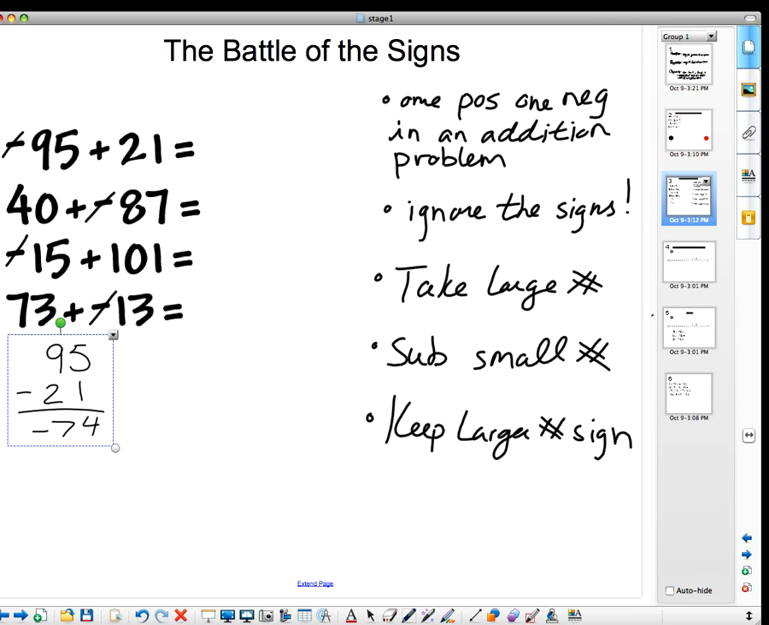My second example was 40 plus negative 87. 87 is the larger number, so I'm going to take 87 minus 40. 7 minus 0 is 7, 8 minus 4 is 4, and 87 was my larger number and it was negative, so my answer is negative. And I can fill in these answers as I go.